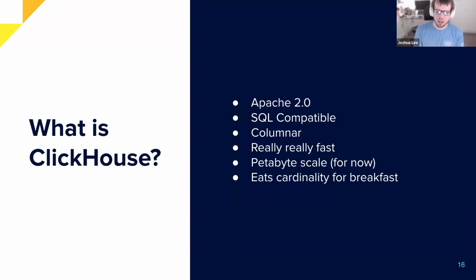And ClickHouse eats cardinality for breakfast. Thank you to Last9 for giving me this way of expressing it. But yeah, you just really don't have to care about cardinality in ClickHouse. In a system like Prometheus, high cardinality might be dozens or hundreds. In a system like ClickHouse, high cardinality means millions. So it's just in a completely different ballpark when we're talking about cardinality compared to some of the other tools that we might be used to.